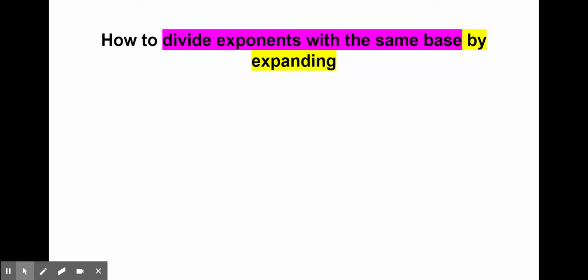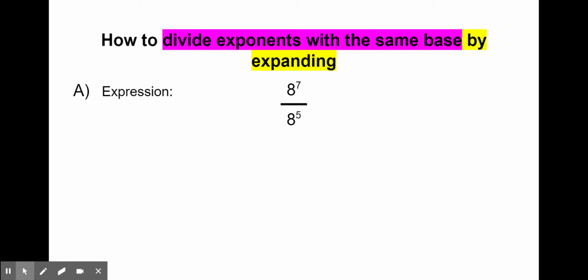Now we're going to simplify exponents with the same base by expanding again. But this time our example is going to have division. All right, here's our example. We have 8 to the 7th power divided by 8 to the 5th power. Okay, same thing as 8 to the 7th over 8 to the 5th.